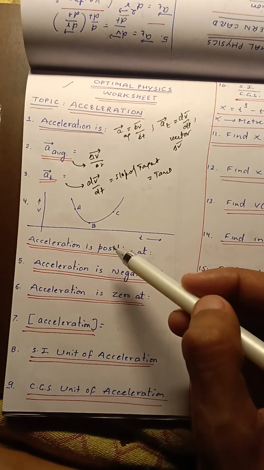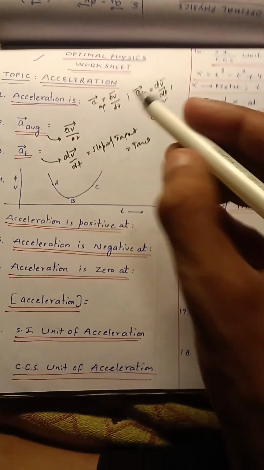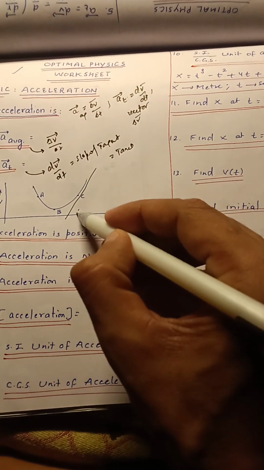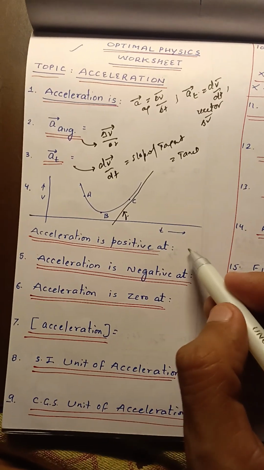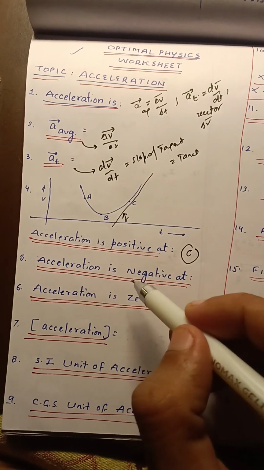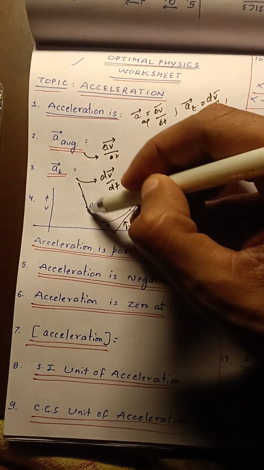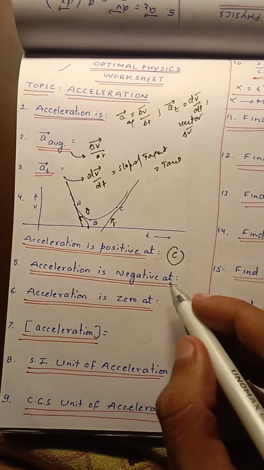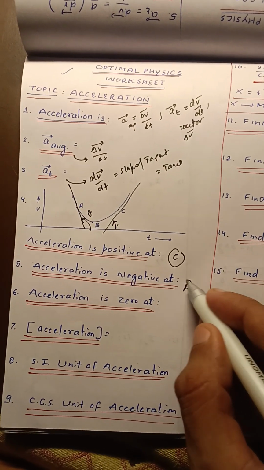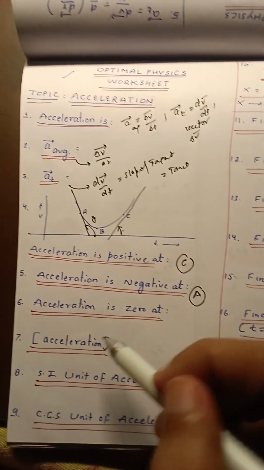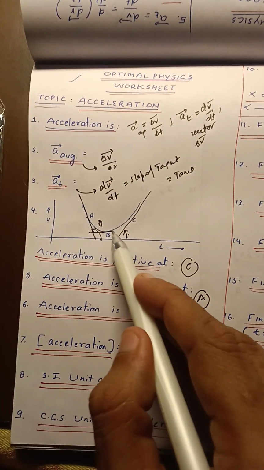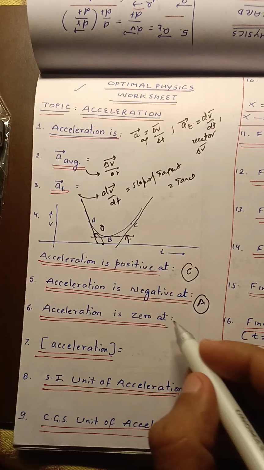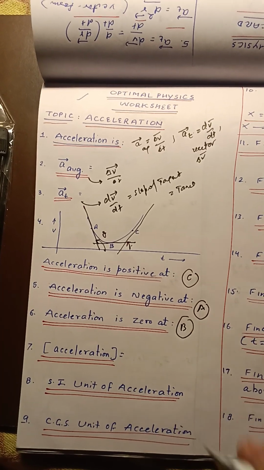Here we are given a question: when is acceleration positive? We can see that at C the slope is positive, so acceleration is positive at C. When is acceleration negative? At point A the slope is negative as the angle is obtuse, so acceleration is negative at point A. When is acceleration 0? The slope is 0 at point B, so acceleration is 0 at point B.